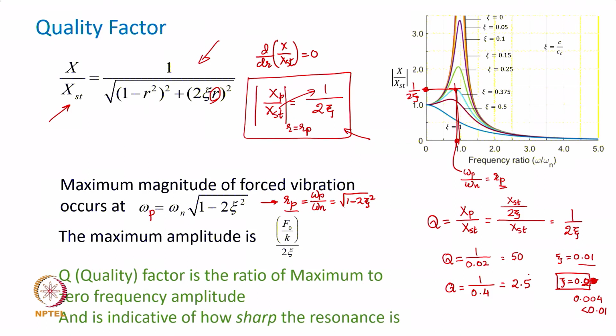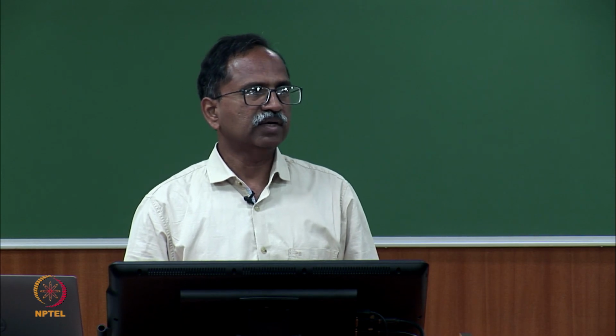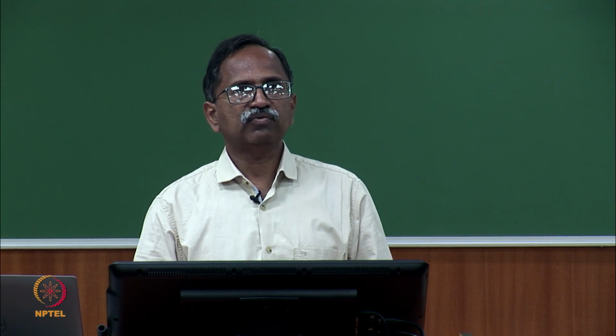So, the moment the damping factor goes beyond 0.1, you have a much flatter resonance. The resonance in the first case could be like this, a very sharp one, whereas in the second case the resonance could be like this, a flatter resonance. Therefore, the quality factor as one single number gives you an idea of how sharp or how strong the resonance is. That is the beauty, or the relevance, of the quality factor.